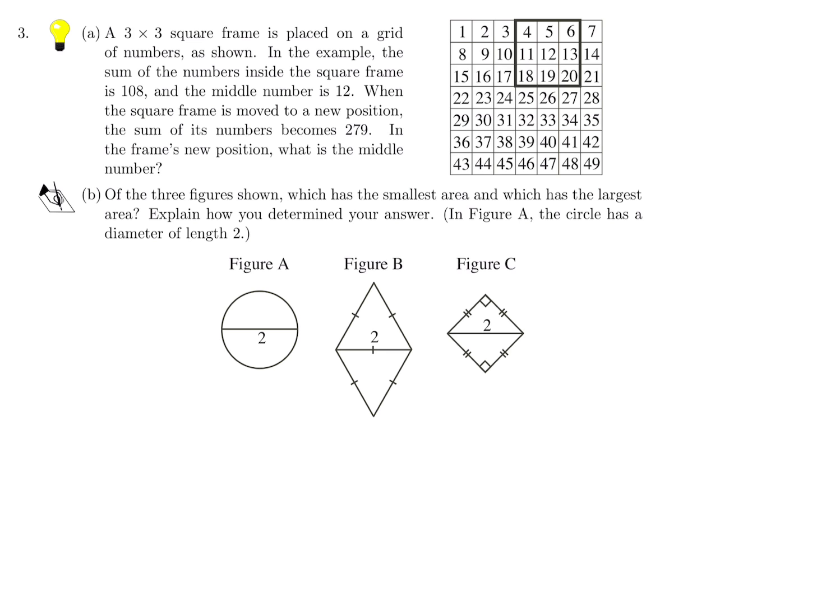A 3 by 3 square frame is placed on a grid of numbers as shown. In the example, the sum of the numbers inside the square frame is 108, and the middle number is 12. When the square frame is moved to a new position, the sum of its numbers becomes 279. In the frame's new position, what is the middle number?